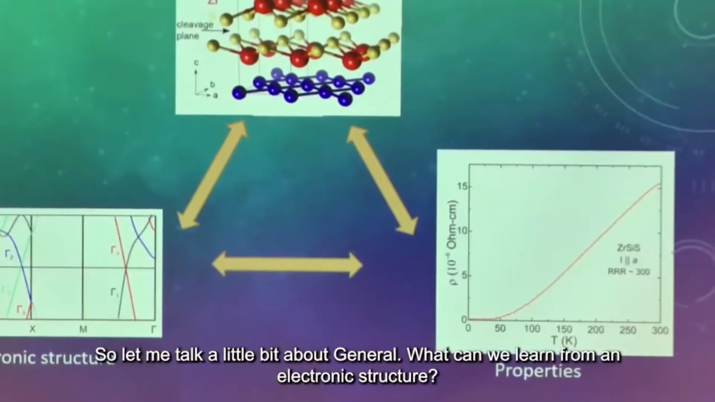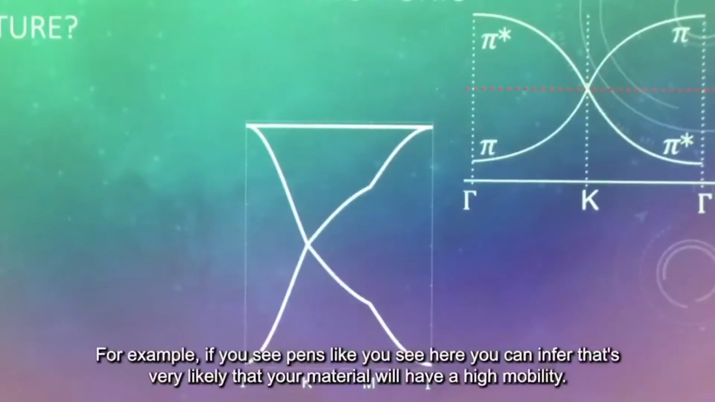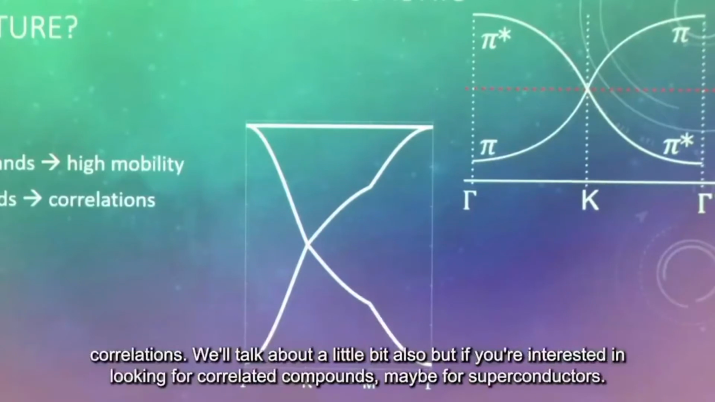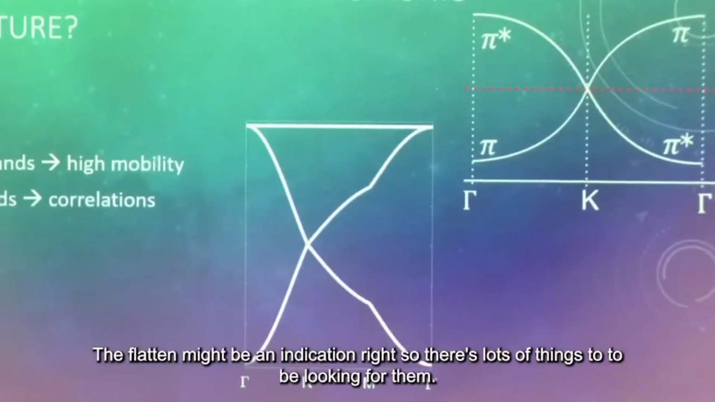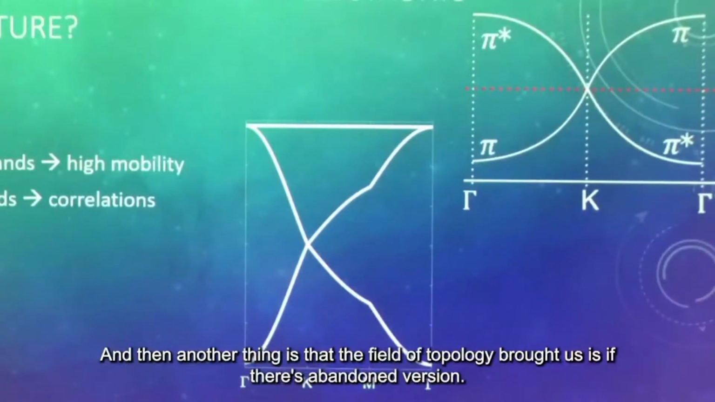So let me talk a little bit about what we can learn in general from an electronic structure. If you see a simple electronic structure, there are some properties you can simply infer from it. For example, if you have steep bands like you see here or here, it's very likely that your material will have high mobility. So if you look for highly mobile electrons or any kind of application physics, steep bands are your friend. Flat bands you're interested in because there is a potential of having correlations. Not every flat band will host correlations, and we'll talk about that a little bit also. But if you're looking for correlated compounds, maybe for superconductors, a flat band might be an indication. So there are lots of reasons to look for those.